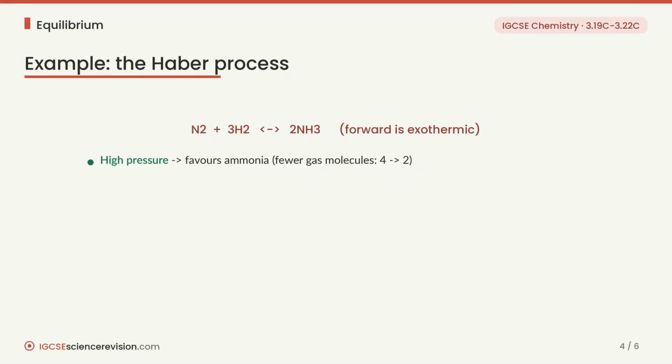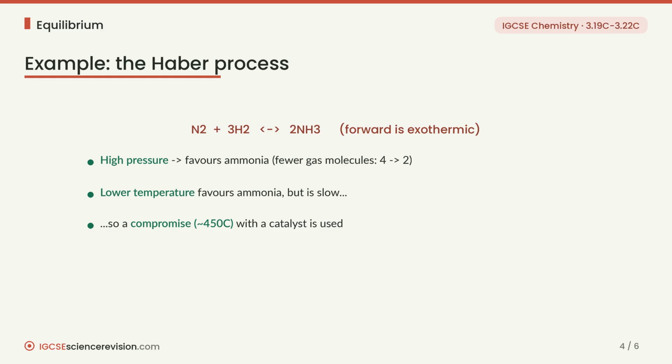Let's apply this to the Haber process, which makes ammonia from nitrogen and hydrogen. The forward reaction is exothermic. 4 molecules of gas become 2, so high pressure pushes the equilibrium towards ammonia, which is why a high pressure is used. A lower temperature would also favour ammonia, since the forward reaction is exothermic, but it would make the reaction far too slow. So a compromise temperature of around 450 degrees is chosen.